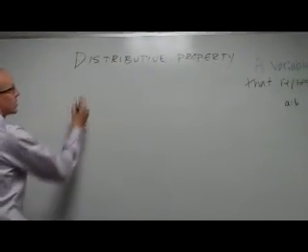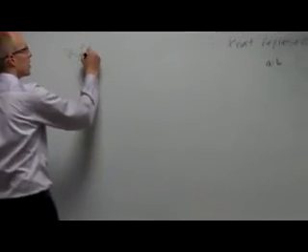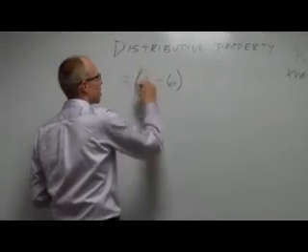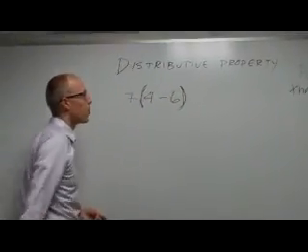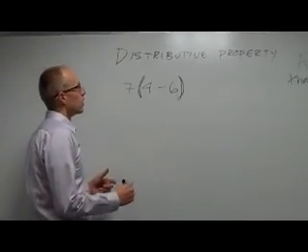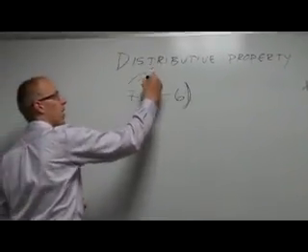Okay, what if we have 7 times (4 minus 6)? Somebody give me a number. Oh, 4. We'll do minus this time. 6. Okay? So we've got 7 times (4 minus 6). Let's distribute. Draw the arrow. 7 times 4 is?